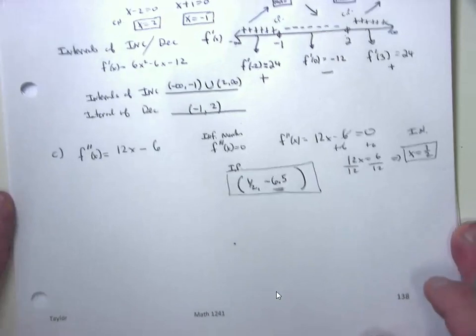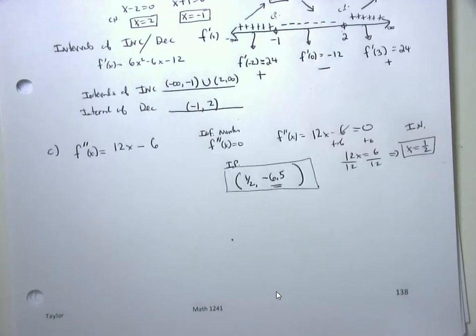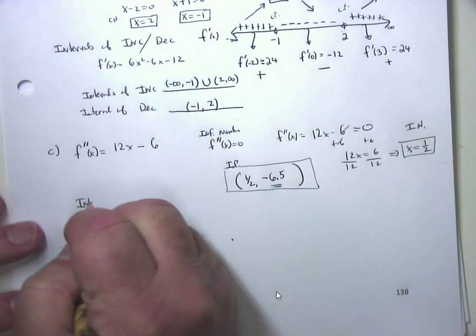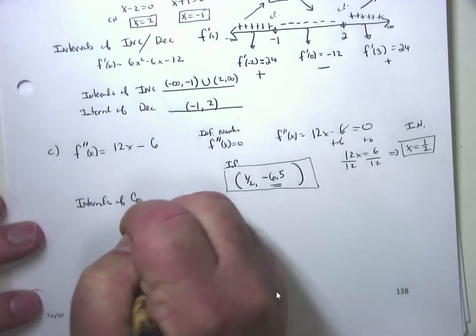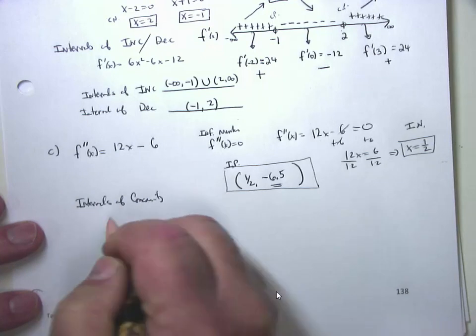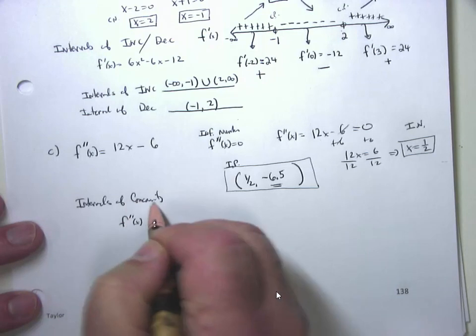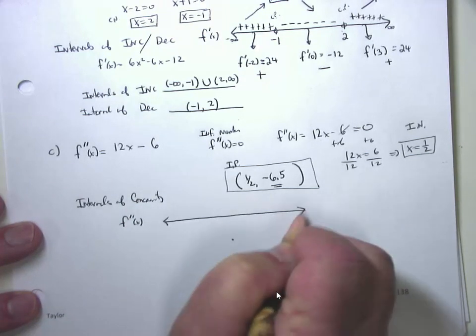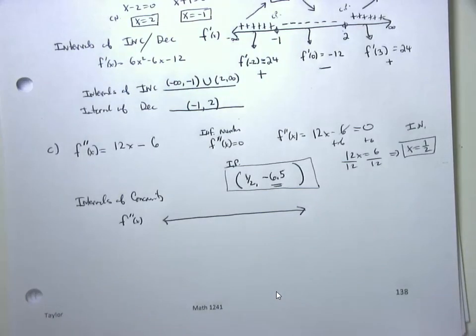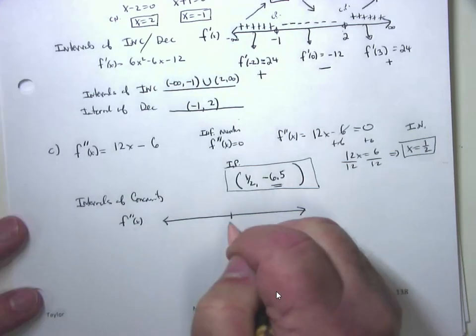They asked me to find the inflection points, and then they asked me to find the intervals of concavity. The key word there is the word intervals. So to find intervals of concavity, anytime you hear the word intervals, you do a number line. For concavity, you're going to draw a number line for the second derivative. And on this second derivative, you're going to put the inflection number on there. What was my inflection number? 1/2. That's where the second derivative was equal to 0.